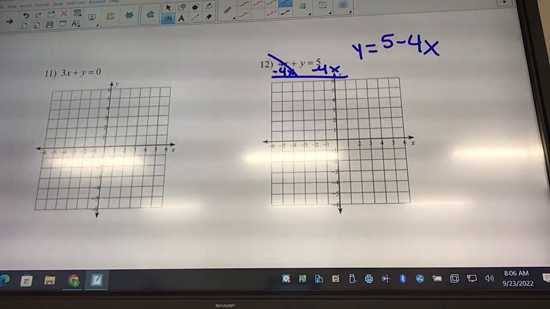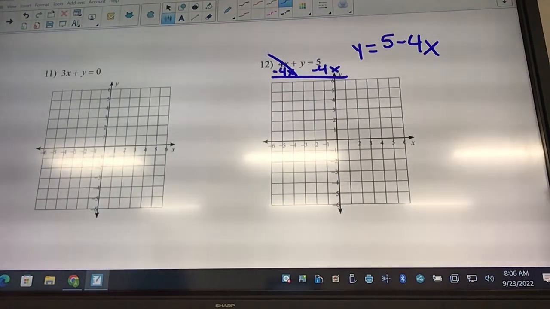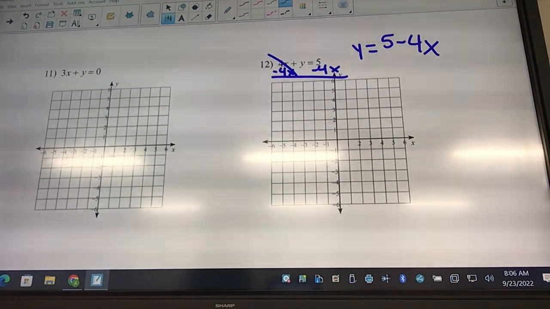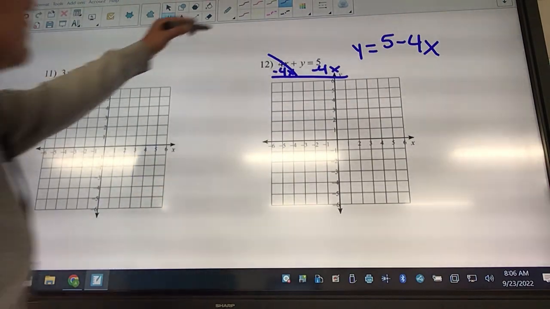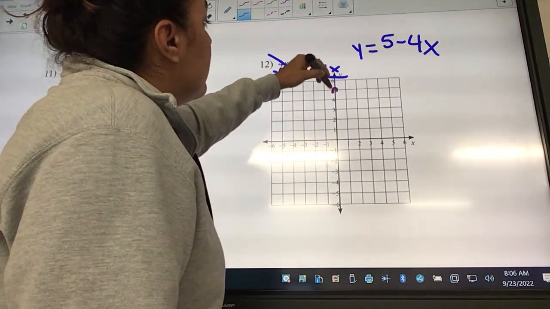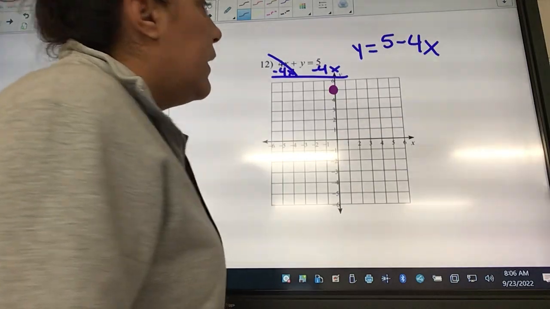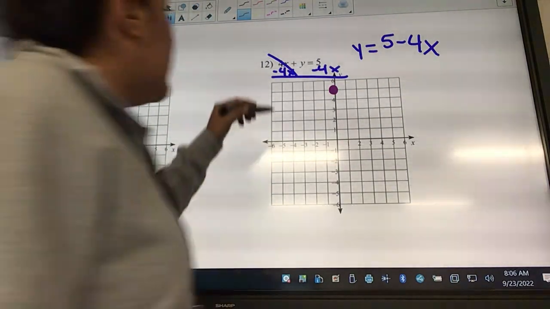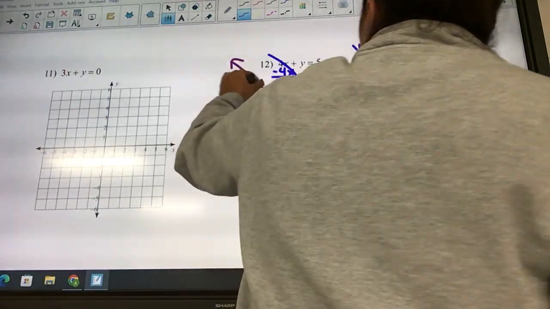Okay? What is our y-intercept? 5. What's our slope? Negative 4. Okay, so go to the y line and find the 5. Okay, and we know that our slope is positive or negative? Negative, so it should look like this.